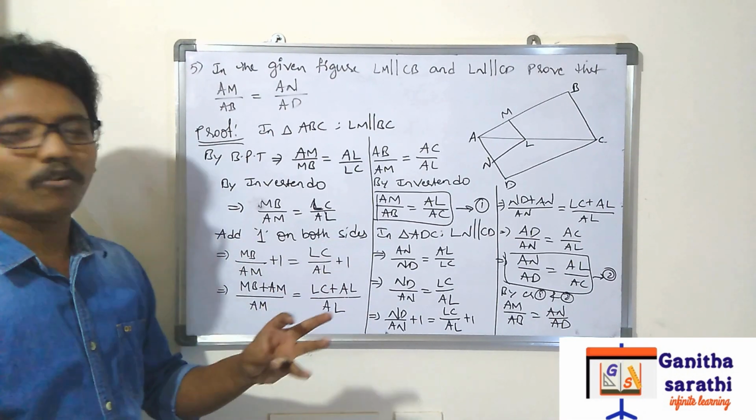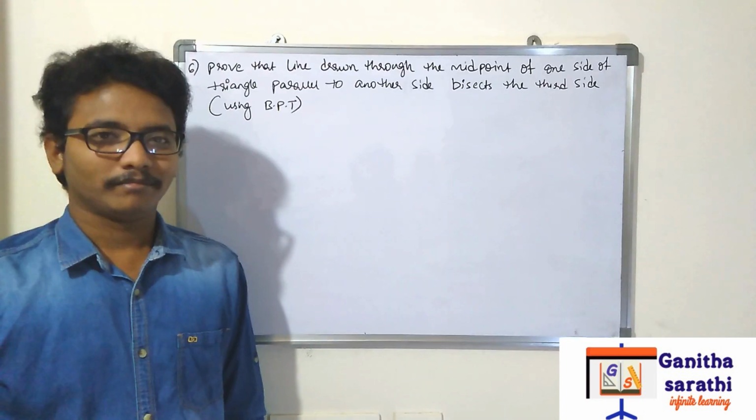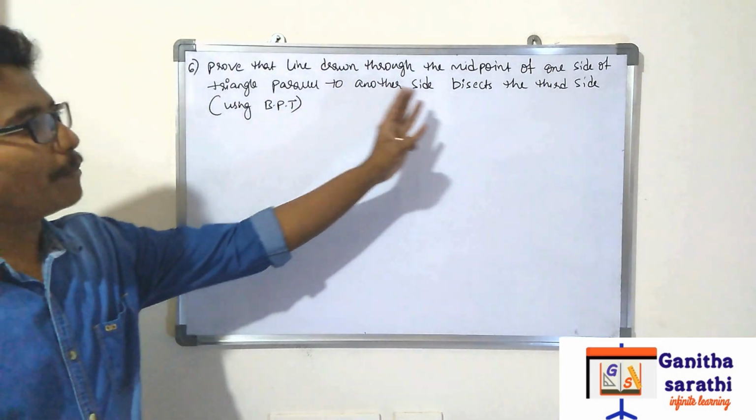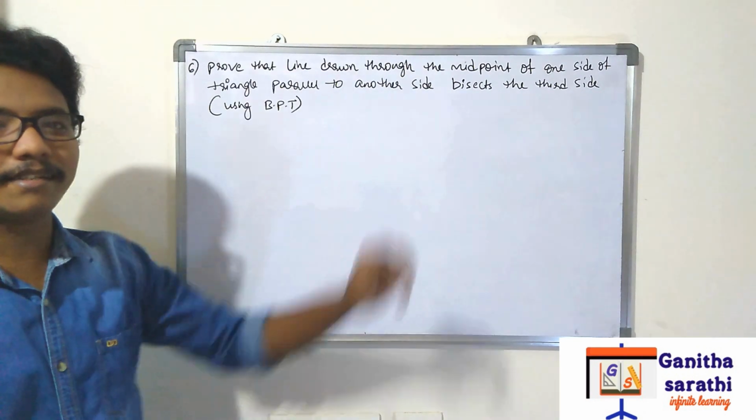Okay, now let us move on to the last problem of this session. Now see the problem. Prove that a line drawn through the midpoint of one side of a triangle parallel to another side bisects the third side.